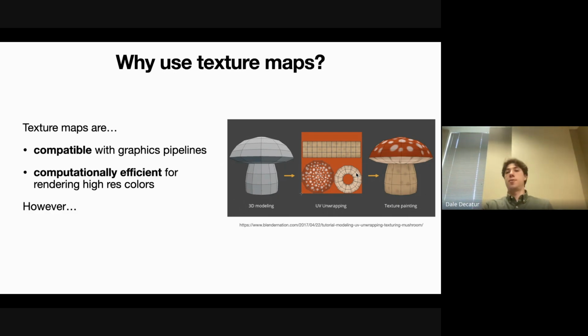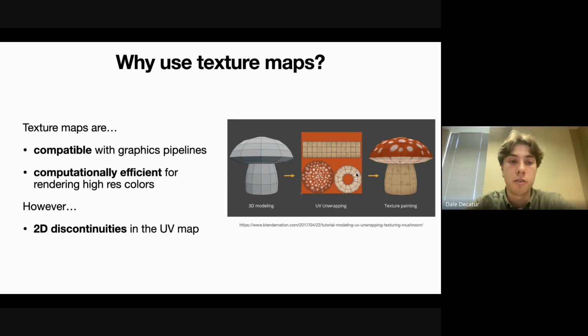Now, as good as texture maps are, there are some drawbacks to using them. One of them is that you can have 2D discontinuities in the UV texture map. The idea is that if you have two points that are close together in 3D space, when you map them to the 2D plane, they might be far apart. One example would be a point on the underside of this mushroom here, and then a point on the stem of the mushroom. In 3D space, they're actually quite close together. When you map them to the texture map, one's on this part and one's on here. So they're far apart now in 2D space.